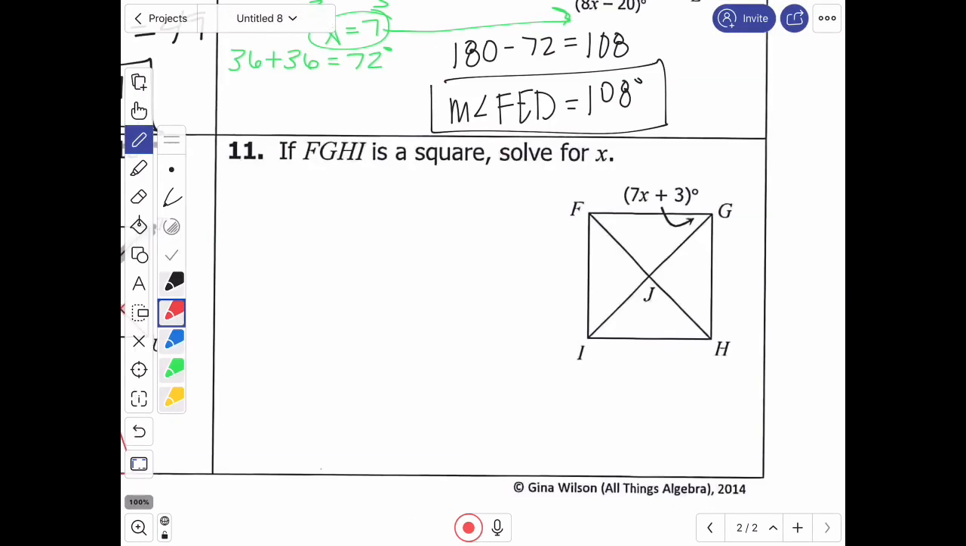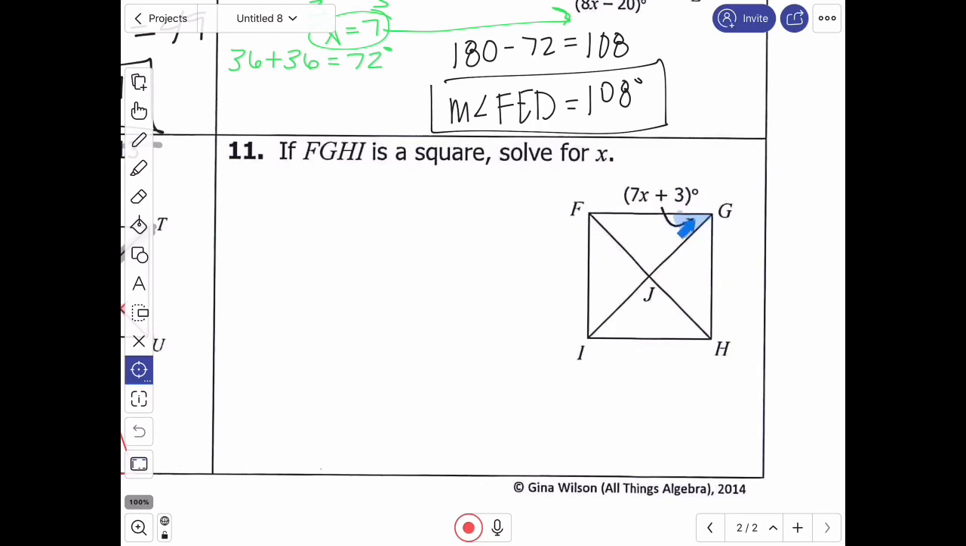All right, 11 is really short and sweet as well because, again, this is a square, so whenever I'm dealing with angles, the only two angle measures that you should have are either 90 degrees or 45 degrees. So if FGHI is a square, solve for x. Well, the angle that this is pointing to is just this small piece. Now, that should be that 45-degree angle because this is a right angle.